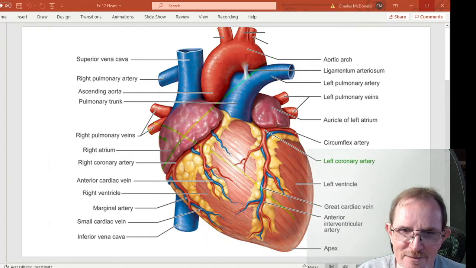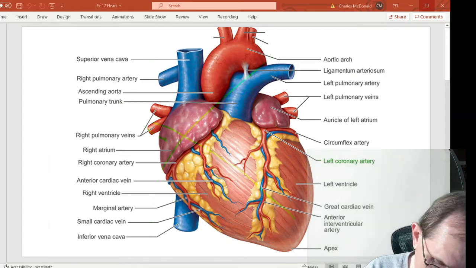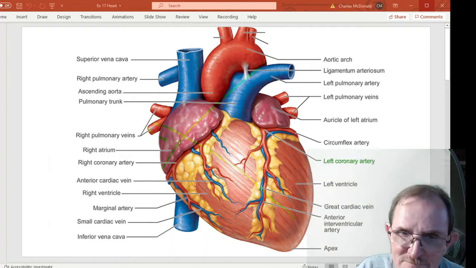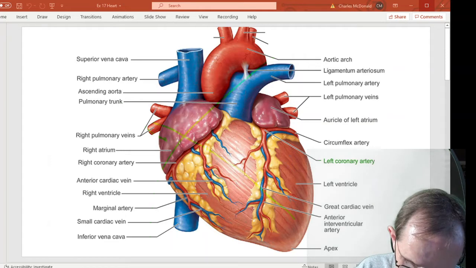Now underneath the atria you have the 2 ventricles, one on the right and one on the left. Let's see, guys. See what else we can see on here.